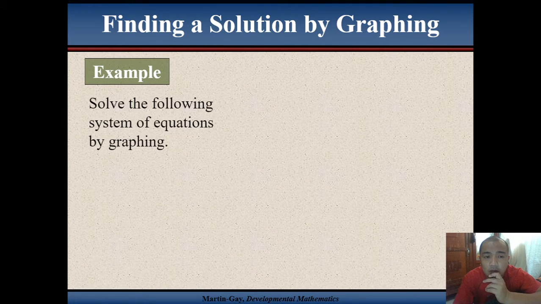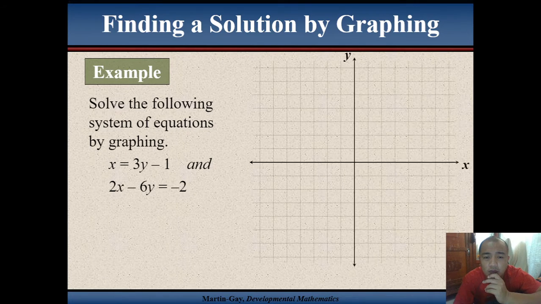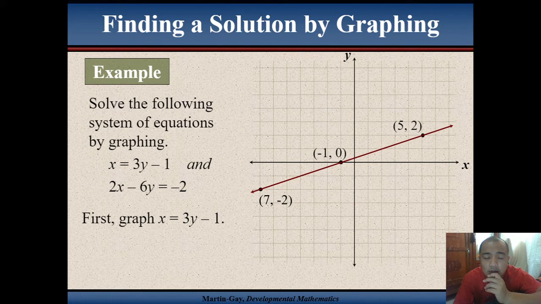Another example, solve the following system of equations: x equals 3y minus 1 and 2x minus 6y equals negative 2. First, graph x equals 3y minus 1. Yeah, that is the graph of x equals 3y minus 1. Because if you solve the x-intercept, negative 1, 0. For the y-intercept, ano siya? Positive 1/3 dito, 1/3.